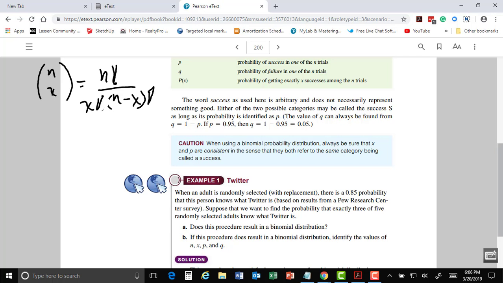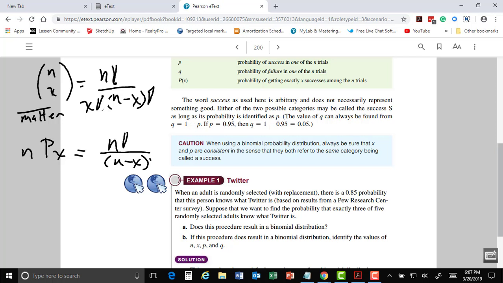Does order matter or not here? This is combination. It doesn't matter. I'm going to put matters not. Now, permutation is n permute x. That's going to be equal to n factorial divided by n minus x factorial.